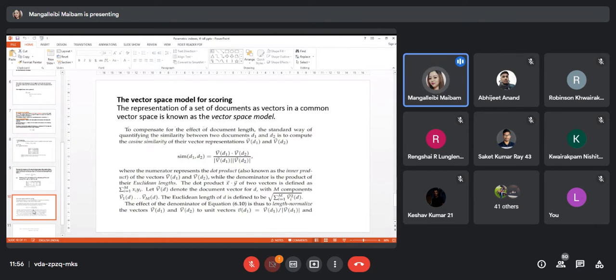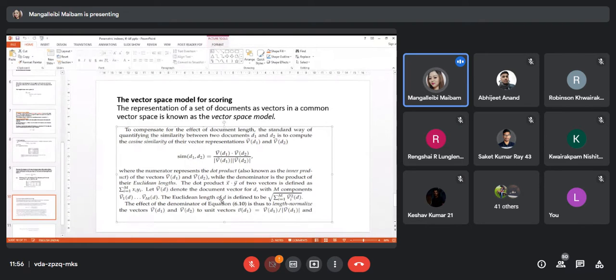Then vector space model for scoring purpose. So for scoring purpose, here we need to find the similarity between the documents. So how to find the cosine similarity between the documents? The formula is given here: similarity of D1 and D2 is the vector representation of document 1, dot product, vector representation of document 2, divided by the Euclidean length, normally called length normalization, which is calculated using the Euclidean distance formula.